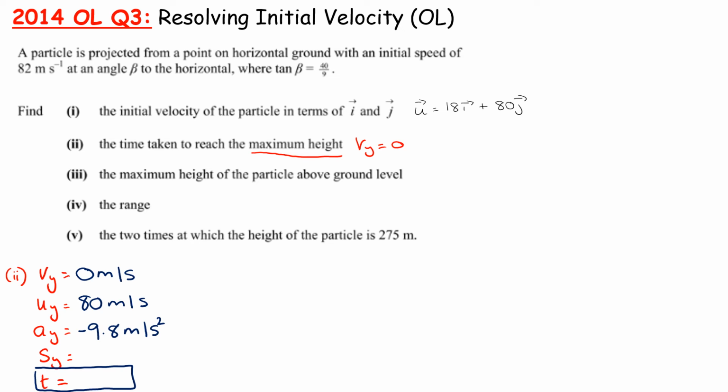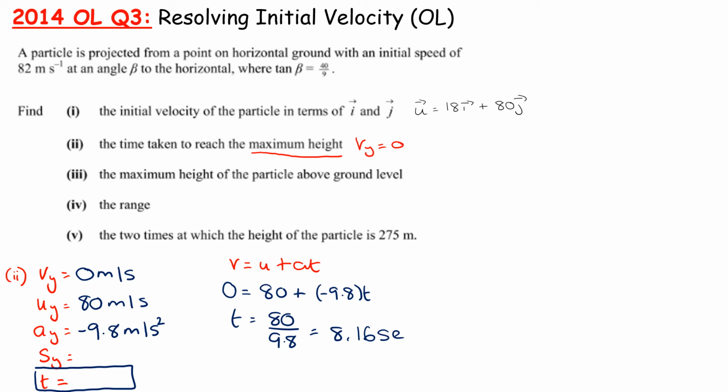So we have a v, a u, an a, and a t. So we want the formula that doesn't have s. That's v is equal to u plus at. And that is 0 equals 80 plus minus 9.8 t. So t is 80 divided by 9.8, which is just over 8. Again, we're using 9.8. In ordinary level, we tend to use 10, so that would be a nice, lovely answer. But for us, it's 8.16 seconds.